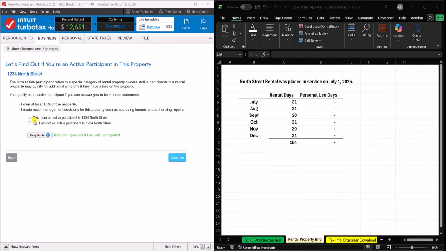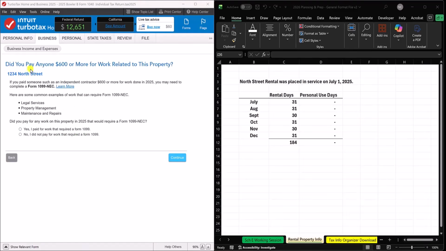However, for this example, let's assume there is no management company involved and that this family does actively participate in this rental, so we're going to click yes right here, continue. Okay, did you pay anyone $600 or more for work related to this property? This is a question about your personal responsibility to file a form called the 1099 NEC, which is reporting payments that you made to an independent contractor that provided services to your rental property during 2025.